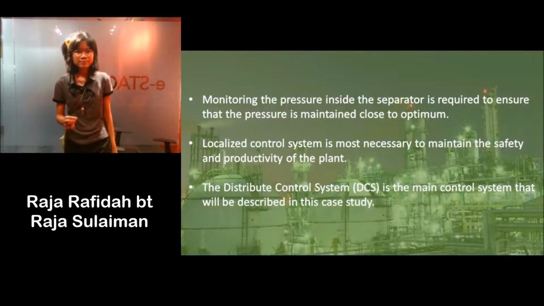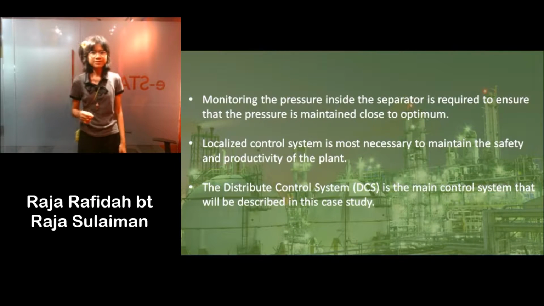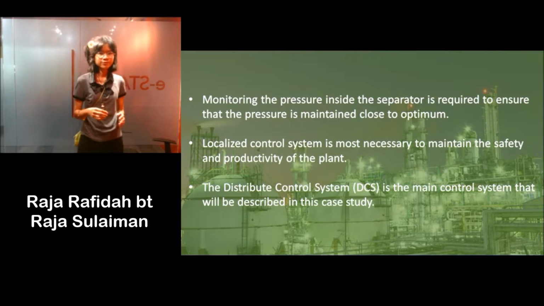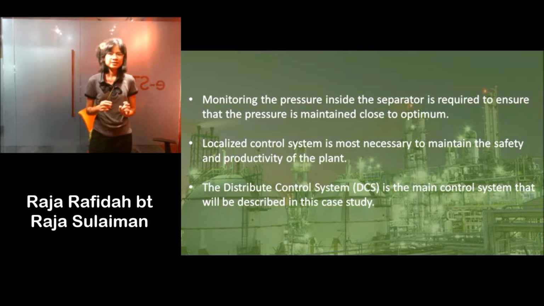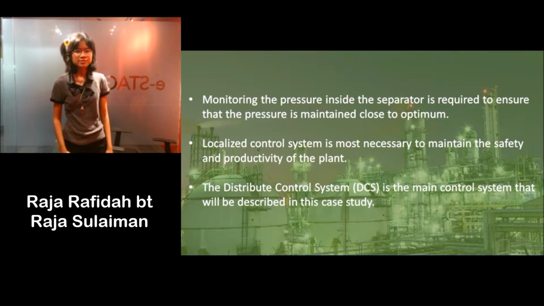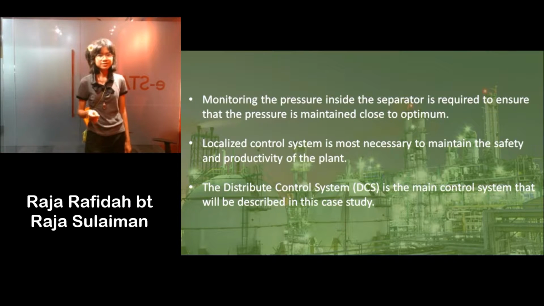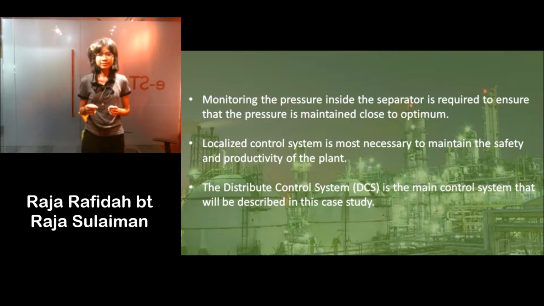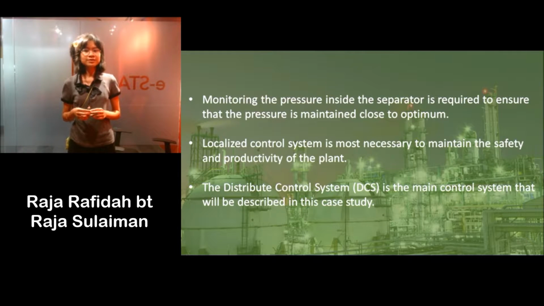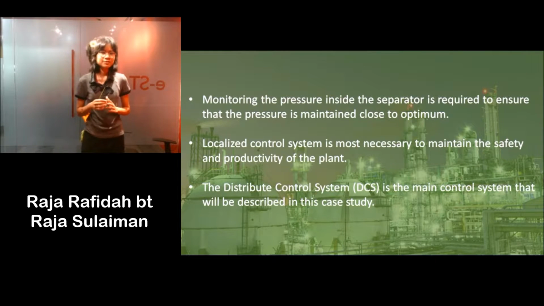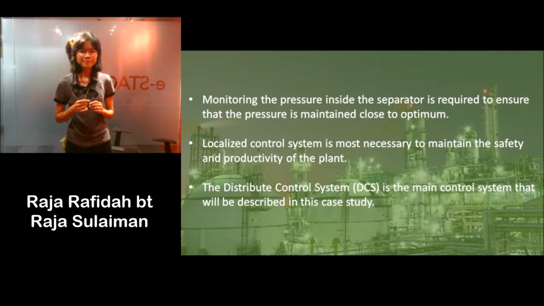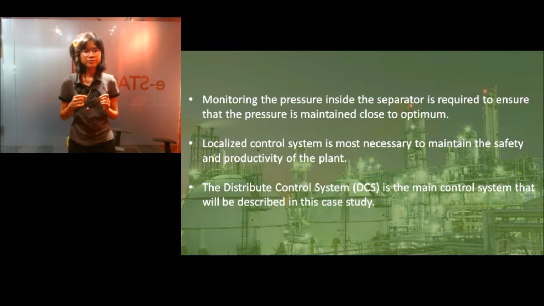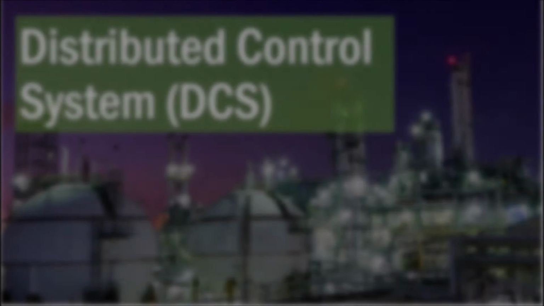But we have to maintain this pressure. In order to maintain it, we need to monitor the condition inside the separator itself, because sometimes there will be fluctuation of pressure inside this separator. So in order to monitor, we need this control system. It should be included in the localized control system that is also necessary to maintain the safety and productivity of the plant. And the control system that we will discuss in this video is the distributed control system, also known as the DCS.